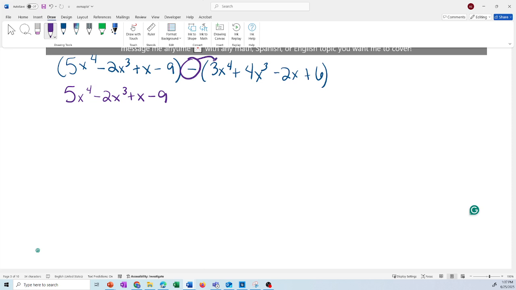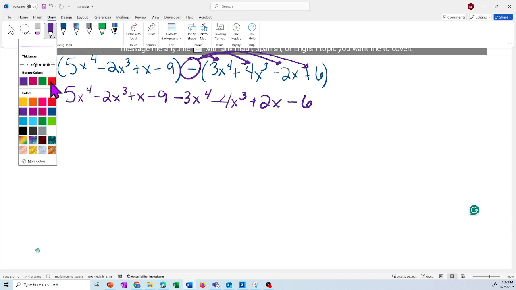Then negative times 3x raised to the fourth power is negative 3x raised to the fourth power. Negative times 4x cubed is negative 4x cubed. Then negative times negative 2x, negative times negative is positive, plus 2x. And then the negative times positive 6 is negative, minus 6. And that's it, right? Now I have to take a look at the like terms.